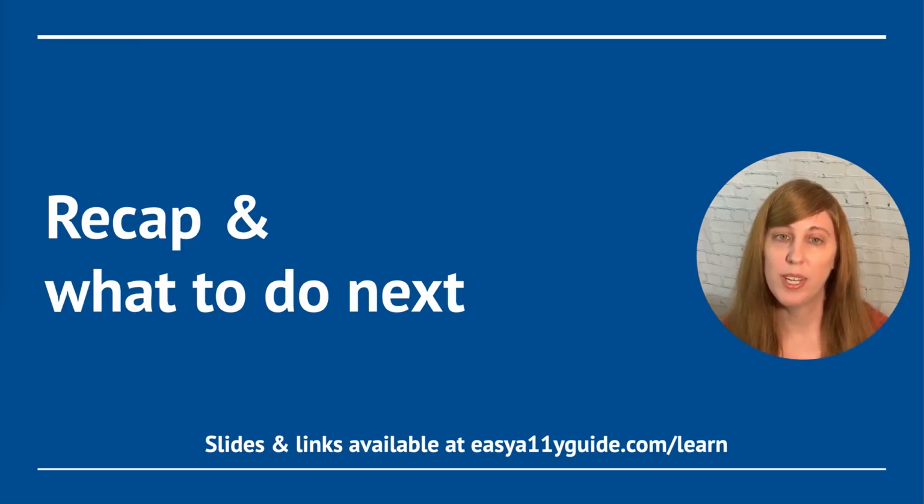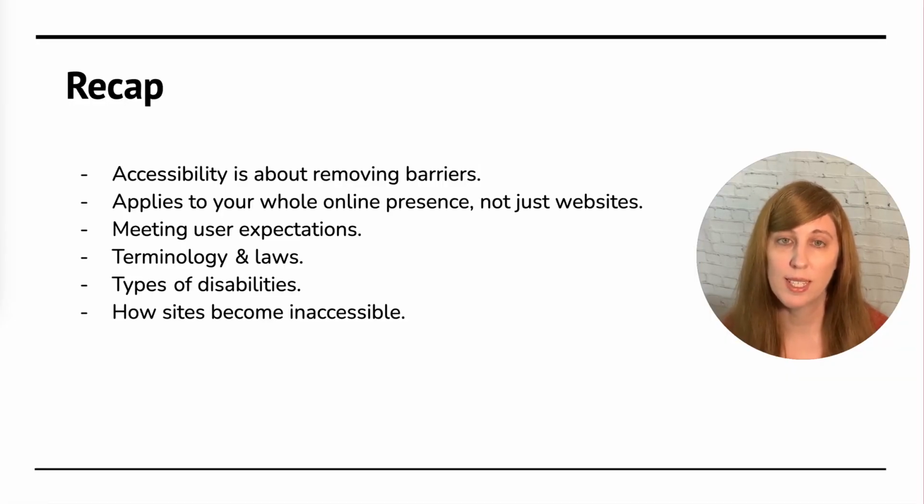Let's recap what we covered and what you can do next. We covered that accessibility for websites is about removing barriers. It applies to your whole online presence, which includes social media and email, not just your websites. Accessibility is about meeting user expectations, making sure that they have predictable experiences based on all of the websites that they've previously visited in their lives.